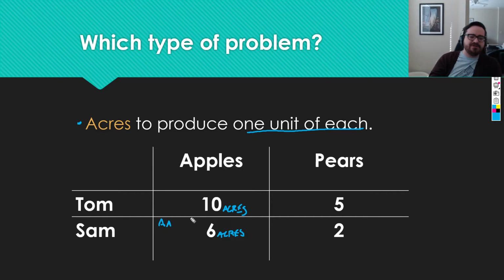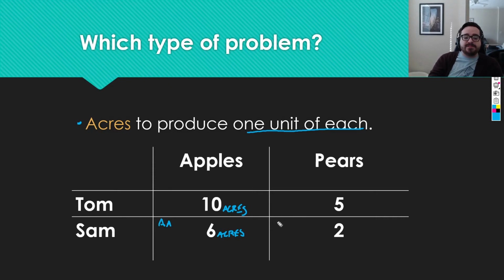Sam has the absolute advantage in apples because it takes him fewer resources to make them. If I gave them both the same amount of land, say I gave them both 60 acres to mess with, Sam could make 10 things of apples. Tom could only make 6 things of apples because it takes him 10 acres per barrel. So he's not as good as Sam is. He just loses them. His trees aren't as nice. He does a bad job.